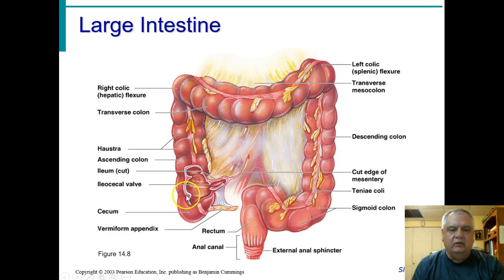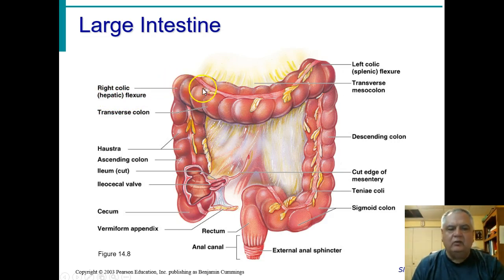Then the large intestine runs up the right flank. This portion that runs up the right flank is referred to as the ascending colon. And then there's a 90-degree bend here, and this bend occurs just underneath the liver. So it's on the right side of the body, just underneath the liver. It's called the right colic flexure, or the hepatic flexure.